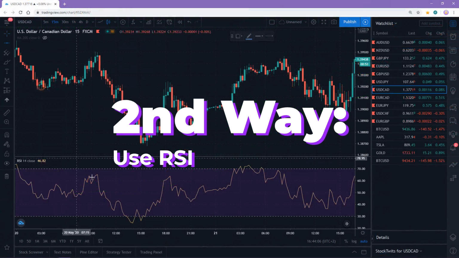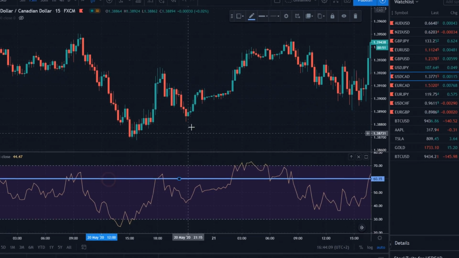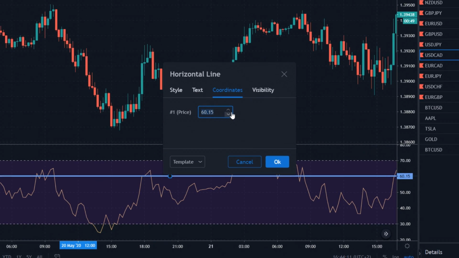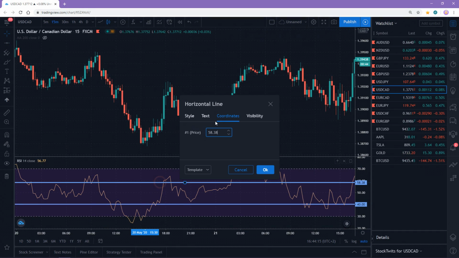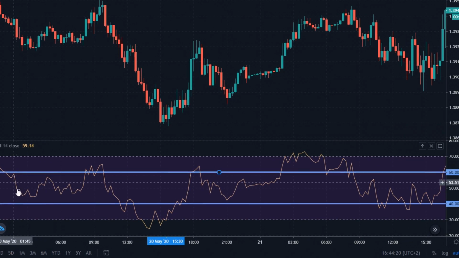The second way, use RSI. You should add 2 horizontal lines to the RSI indicator. Enter 40 for the first line and 60 for the second line. If the RSI line is somewhere between 40 and 60, there is a sideways trend at this moment.